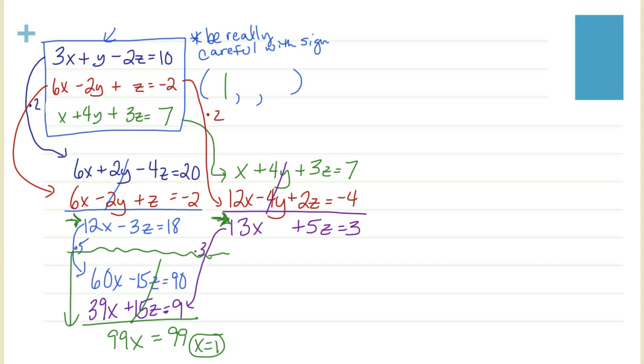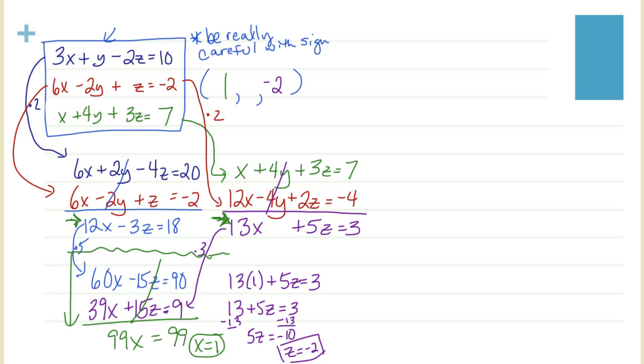I'll plug it into the purple one. So we've got 13 times 1 plus 5z equals 3. 13 plus 5z equals 3. Minus 13, 5z equals -10. Z equals -2. So now I've got my second variable, second value.